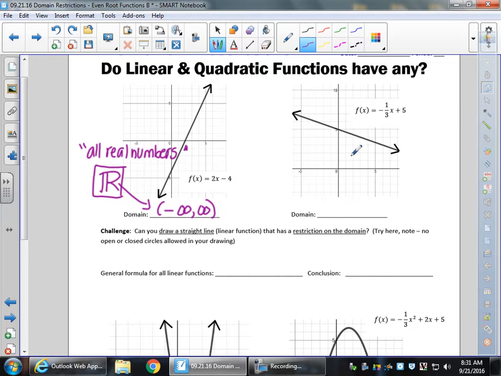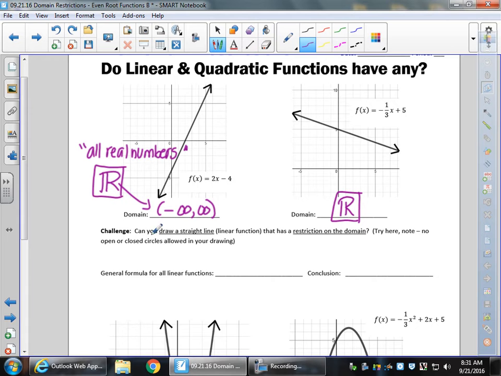What's the domain of this decreasing line? Same thing. So either put that or put all real numbers. Your choice. Two straight lines like that, side by side. And then make an R.